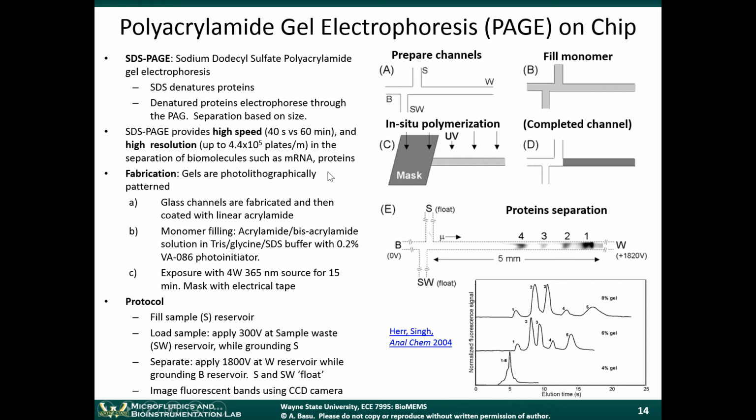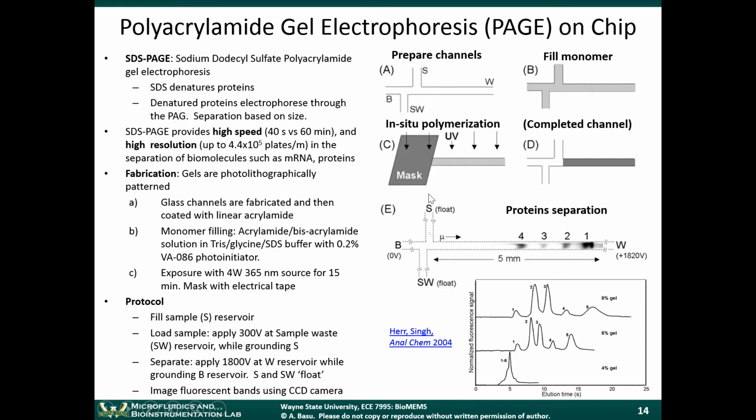So I mentioned how the gels are photolithographically patterned. The typical protocol might look something like this. You'd fill the sample reservoir. So you fill this reservoir here, and then you load the sample by applying a voltage between the sample and the sample waste. So the sample will go down like this. We'll see a video of this with the capillary electrophoresis stuff, if it doesn't make as much sense now.